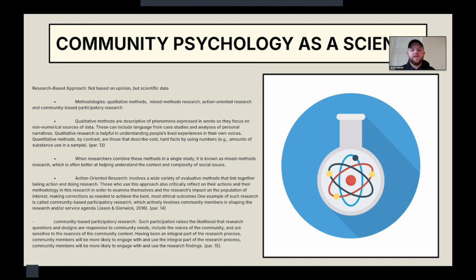When researchers combine these methods into a single study, it's known as a mixed methods study. Its most common use is helping understand complex social issues. We have action-oriented research, which involves a wide variety of evaluative methods that link together taking action and doing research at the same time. So the findings of that research are being implemented immediately.